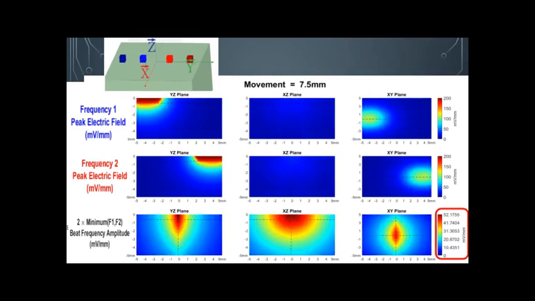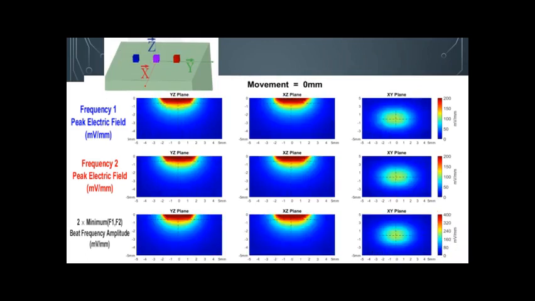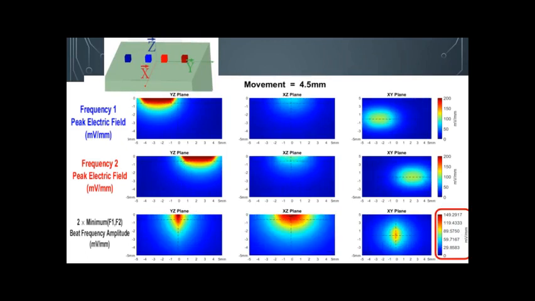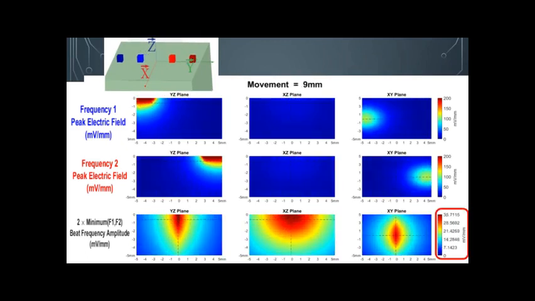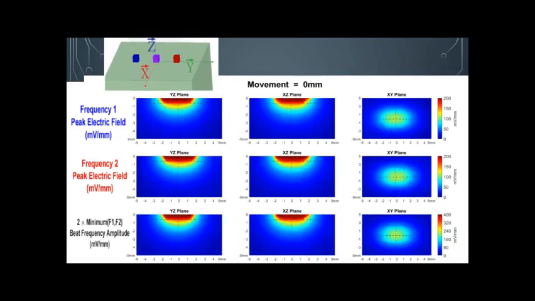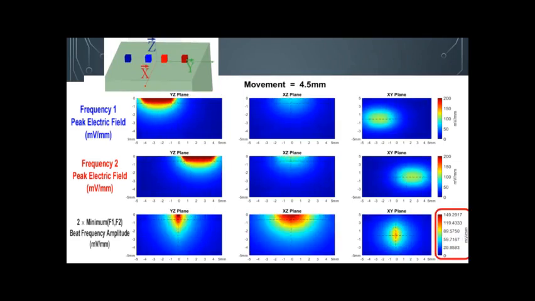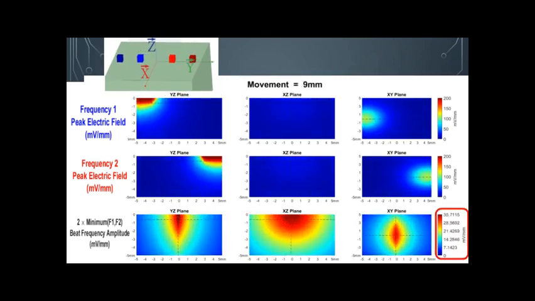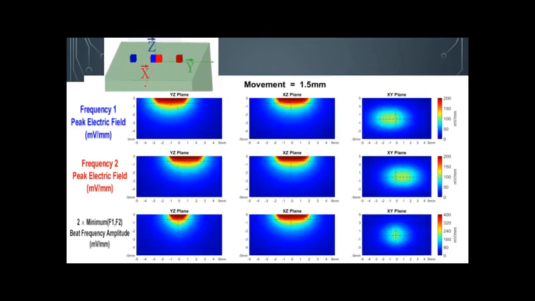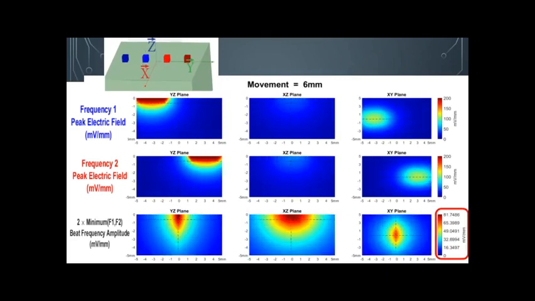The first row is the peak electric field from the blue electrode pair, and the second row is the peak electric field from the red pair, seen at the top figure. The bottom row is the beat frequency amplitude, which is 2 times the minimum between the two.